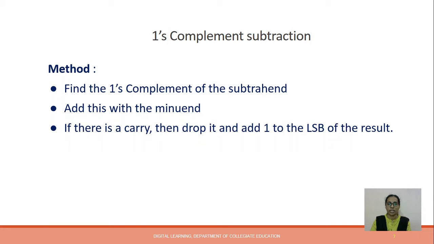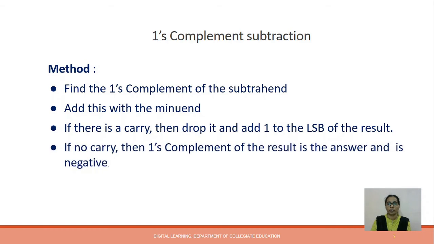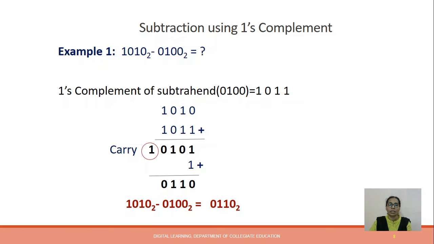Then if there is any carry after addition, remove that and add 1 to the least significant bit of the result. And if there is no carry, then find the ones complement of the result you obtained in the previous step, and the result is negative. Subtraction using ones complement.